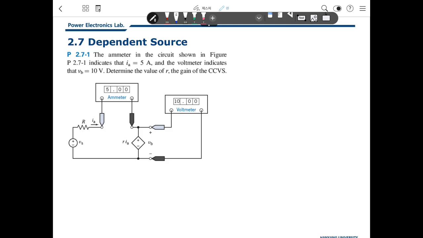This is another example. This is the problem. This problem is placed into a problem set at the end of this chapter. This ammeter measured the circuit here. It is 5 amps flowing this way, and the voltmeter reads 10 volts. So determine the value of R of this current controlled voltage source.